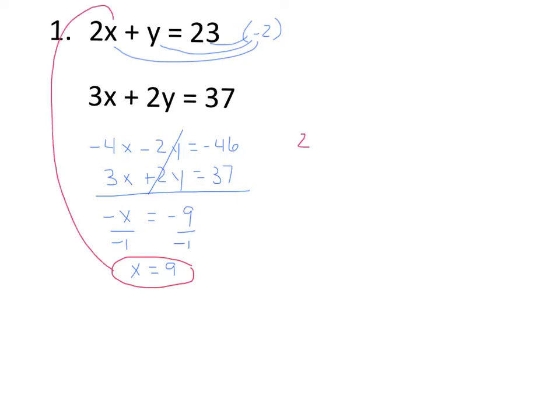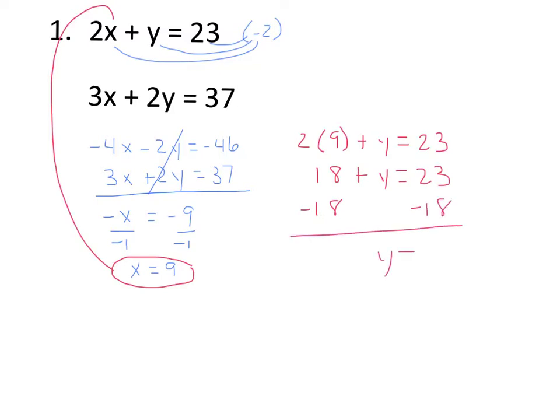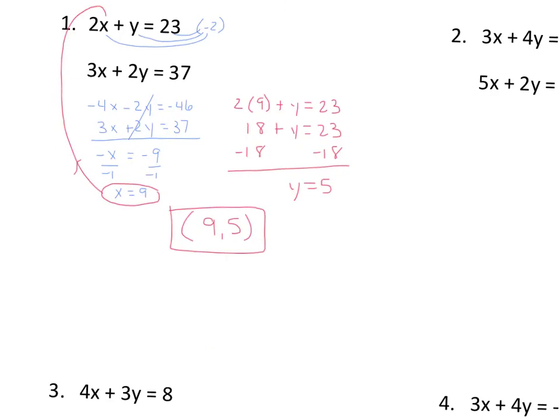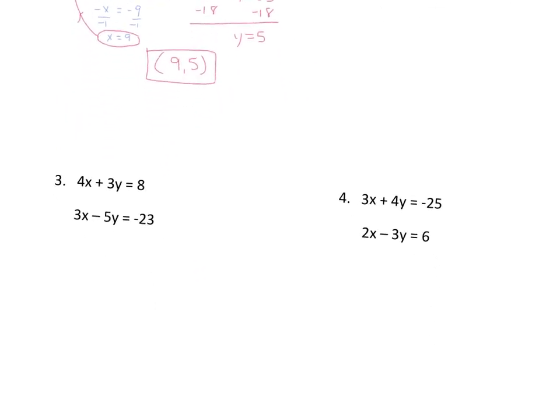So I'm going to have 2 times 9 plus y equals 23. So 18 plus y equals 23. Subtract the 18 off from both sides, and y equals 5. So my final coordinate point here will be (9, 5). Okay, I'm going to now skip down and do example 3 for us here.